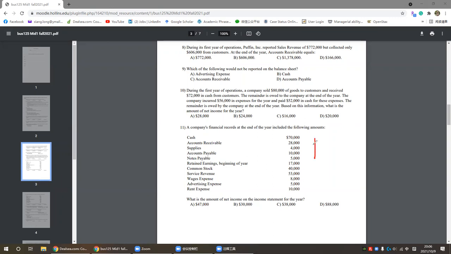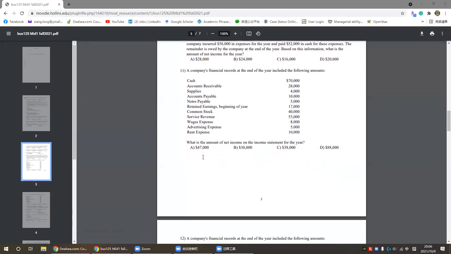The net income is equal to our revenue minus all the expenses. In our question right here, we have all the revenue and expenses. So we're using the revenue 5300 minus 8,000 minus 5,000 and minus 10,000. So that's how we got the answer of B. Okay, the answer will be B. And the next question.